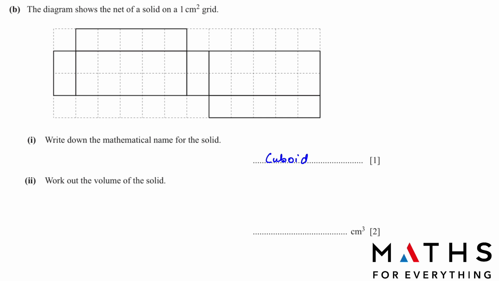For the volume, we need length, width, and height. This here is our length. How many units are there? 1, 2, 3, 4, 5. Width is 1 and 2. And height is this one. I wrote the multiply sign twice. This will give us 10 cubic centimeters.